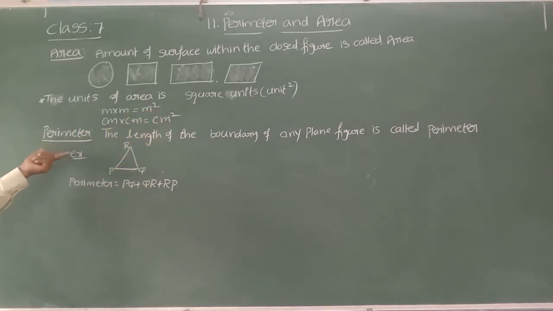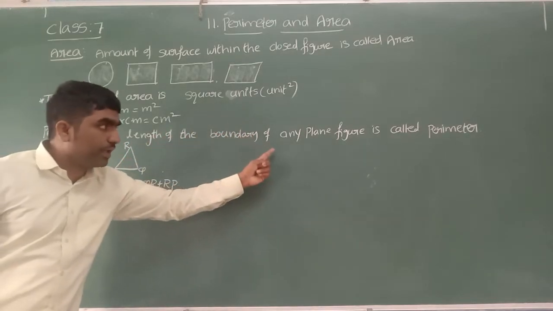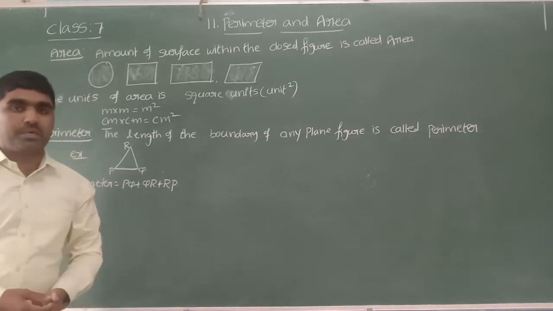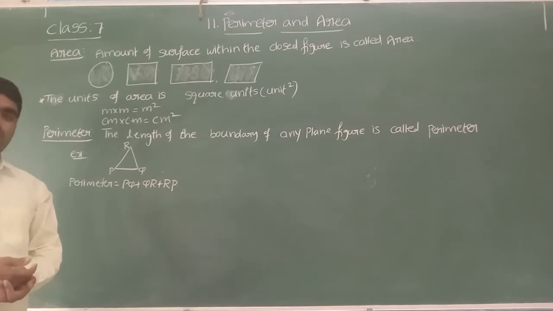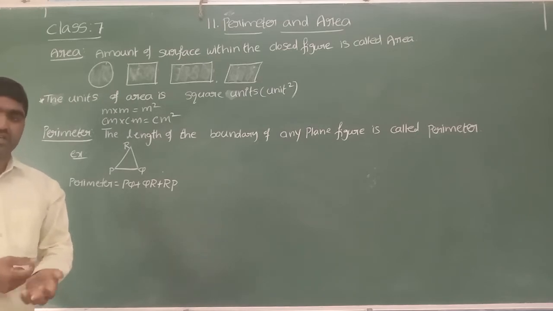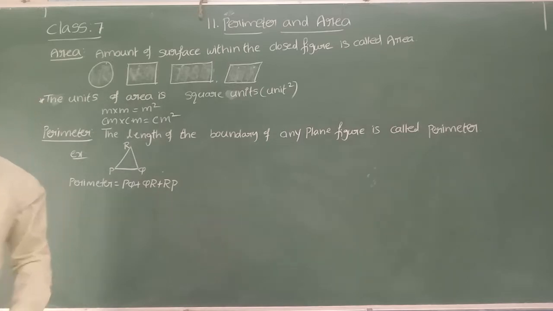The next one is perimeter. The length of the boundary of any plane figure is called its perimeter. The total length of the boundary is called perimeter. Suppose you want to know the perimeter of this triangle: perimeter is equal to the length of PQ plus the length of QR plus the length of RP. The total length of the boundary gives us the perimeter. Now let's see the formula to find the area and perimeter of a square and rectangle.